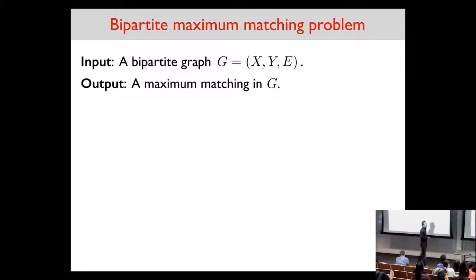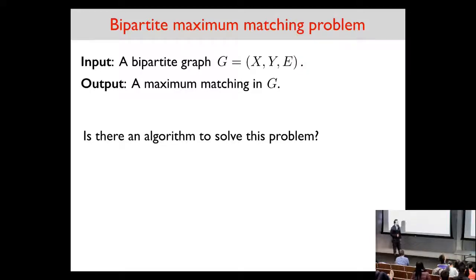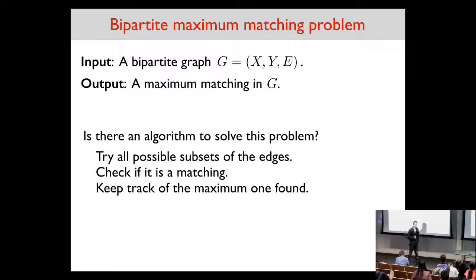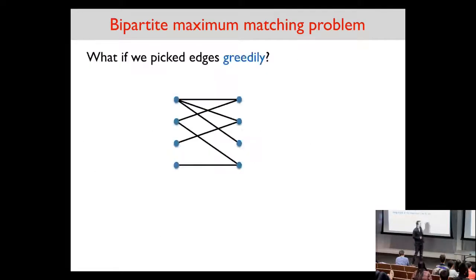You're given a bipartite graph with an explicit bipartition, and you want to find the maximum matching in G. So is there an algorithm that solves this? Try everything, right? Try all possible subsets of the edges. Check if it's a matching. Keep track of the maximum one found. So it's decidable at least. We know that. But again, it's exponential time. It's not good. So can we do better?